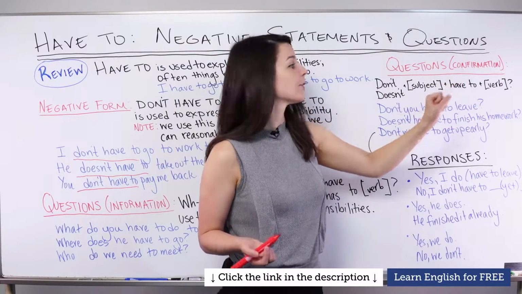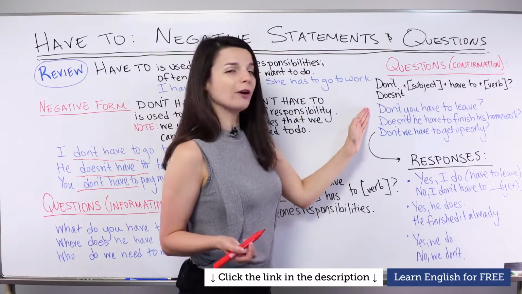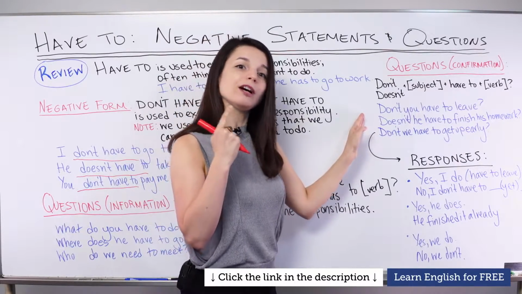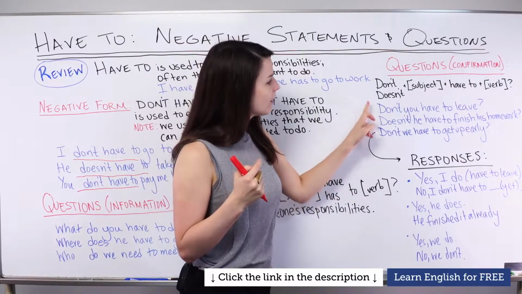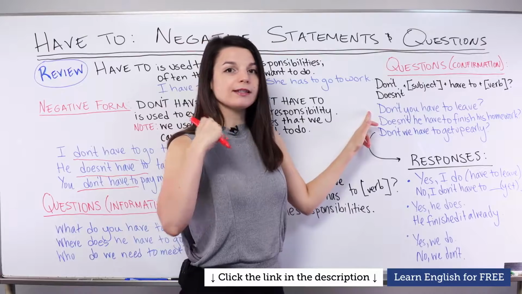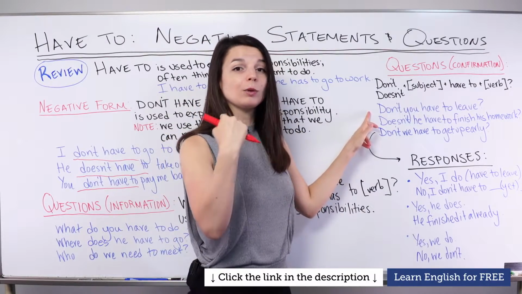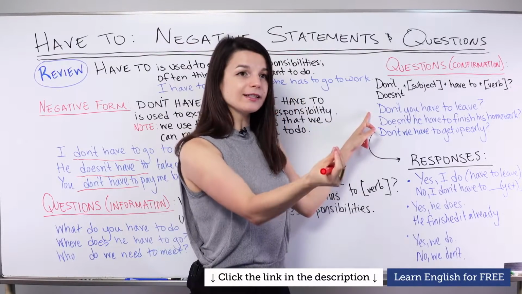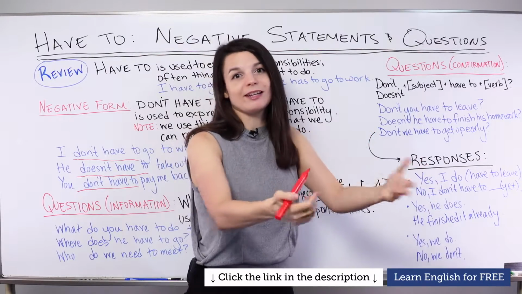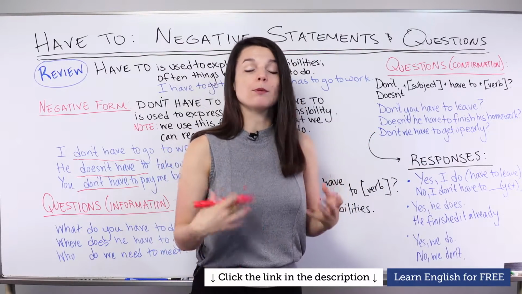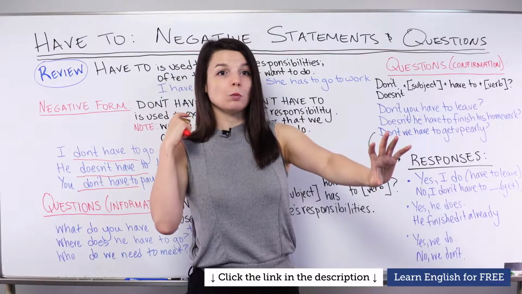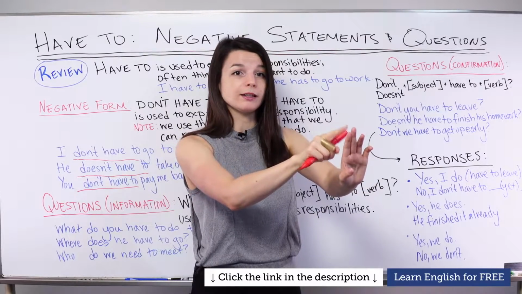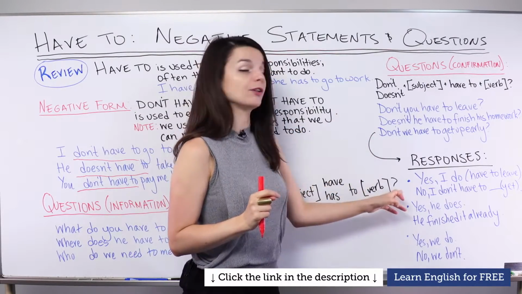Let's look at some examples here. First one, don't you have to leave? We'll typically use this kind of intonation pattern. Don't you have to leave? So it's a question. This question means the speaker thinks the listener has to leave. The speaker thinks it's the listener's responsibility to leave. But perhaps the listener is not leaving, is not making motions like they are planning to leave. So the speaker wants to confirm, don't you have to leave? Like the speaker thinks there's some responsibility here. We'll talk about responses to this in just a moment.